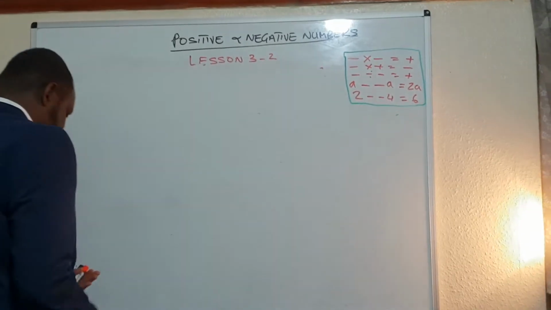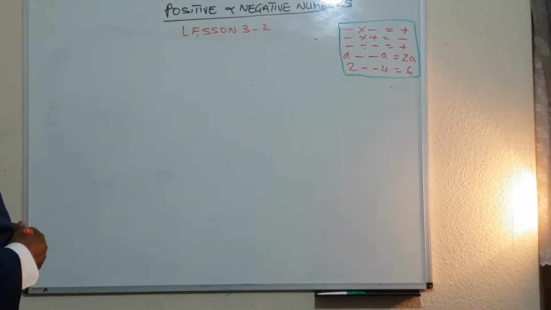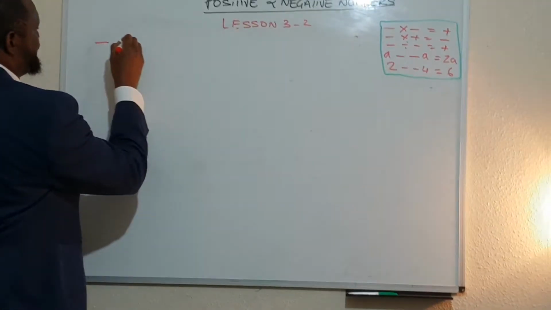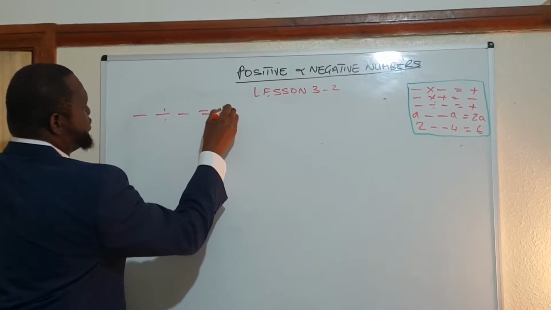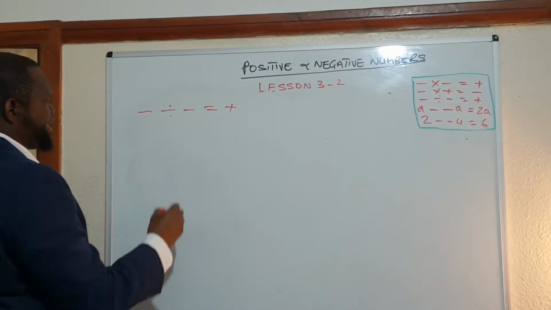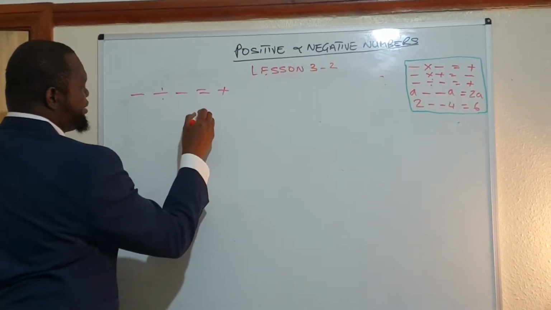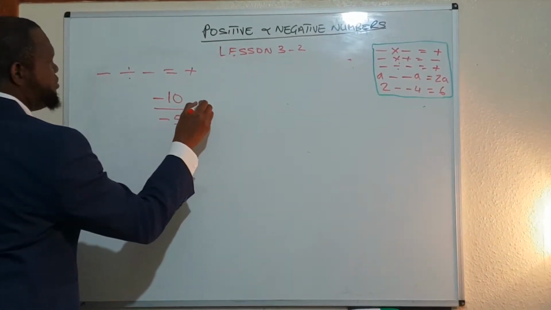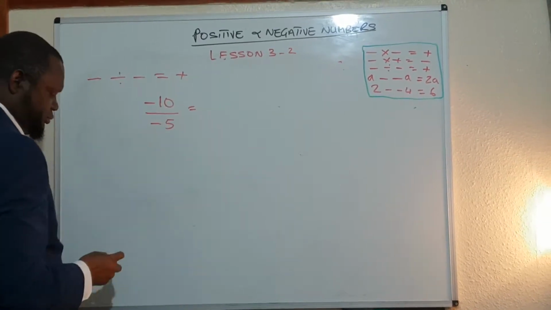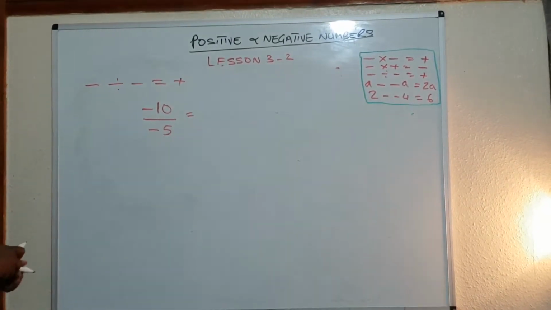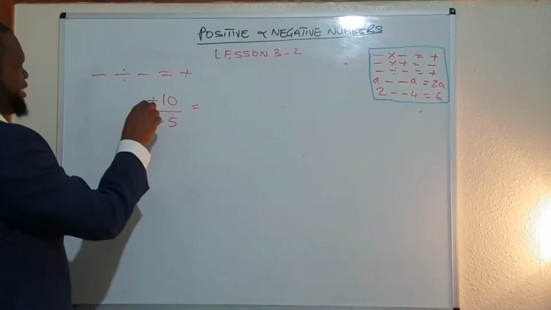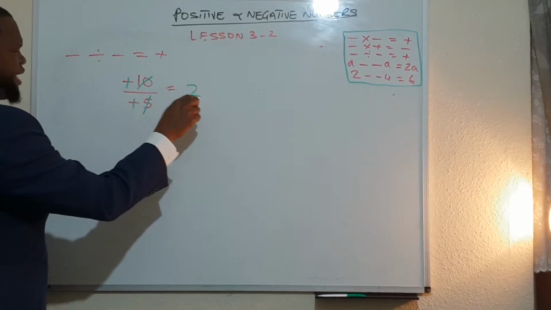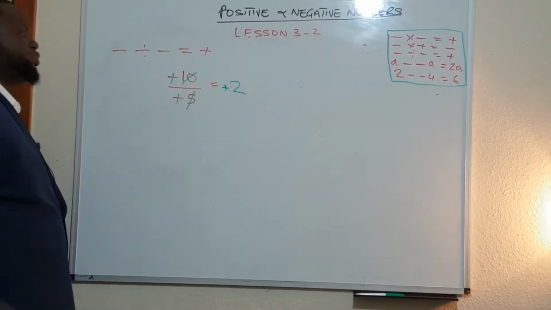What is the next one? The next one is when we divide. So an example is, we say minus 10 divided by minus 5. That will be? Plus. Minus divided by minus is plus, yes. And 5 can go into 10 how many times? 2 times. So the answer is positive 2.